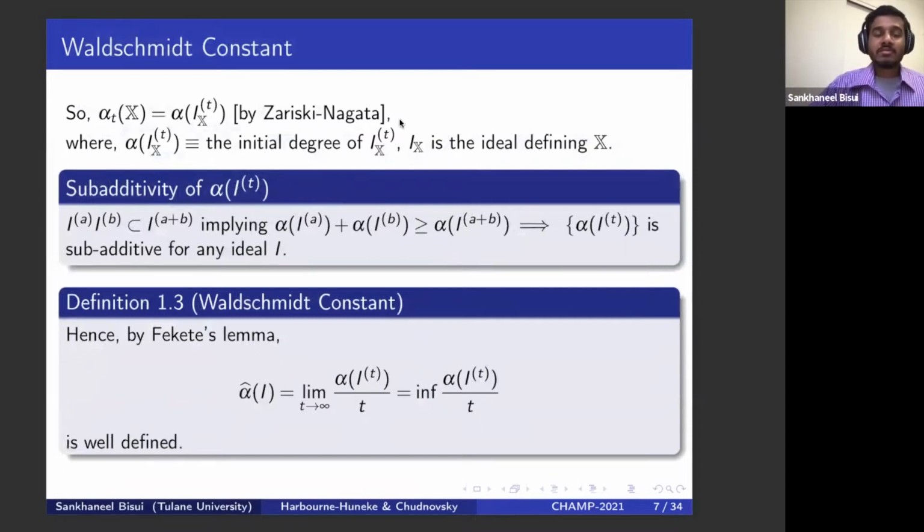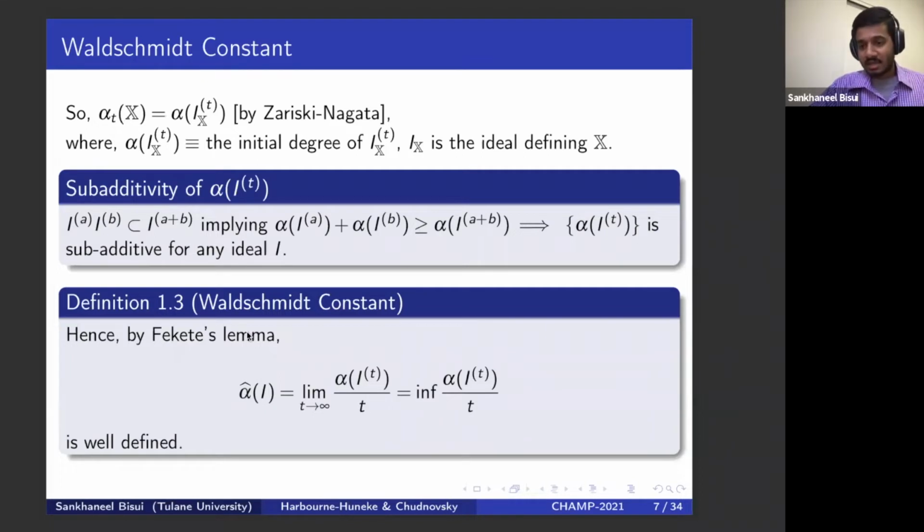The Zariski-Nagata theorem also gives us more. It tells us that alpha(I_X), which we want to study, is basically the initial degree of the t-th symbolic power of the defining ideal of X. Again, with a little computation, we can prove that if we take the product of the s-th symbolic power and the t-th symbolic power, the whole product will lie inside the (s+t)-th symbolic power of I. And by taking the initial degree, we can say that this initial degree satisfies subadditivity for any ideal I.